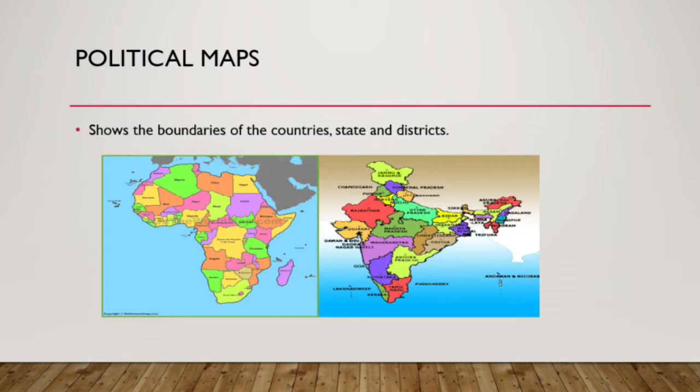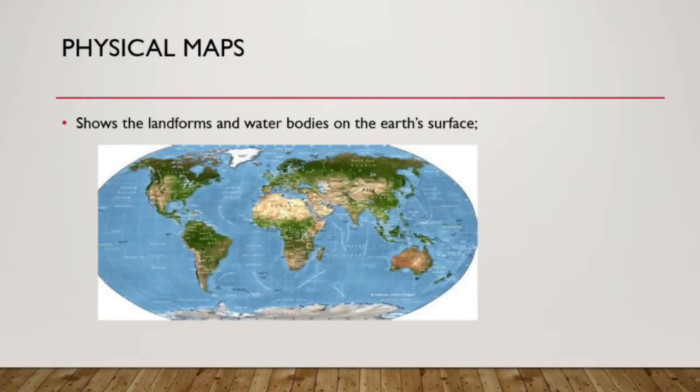The second one is physical map. This shows the landform and water bodies of the Earth's surface. And also I have put the image which shows the landform and water bodies. In this area where there is a blue color, these are water bodies, so these are oceans. You can see it and you can read by yourself in order to understand what's the meaning of physical map.